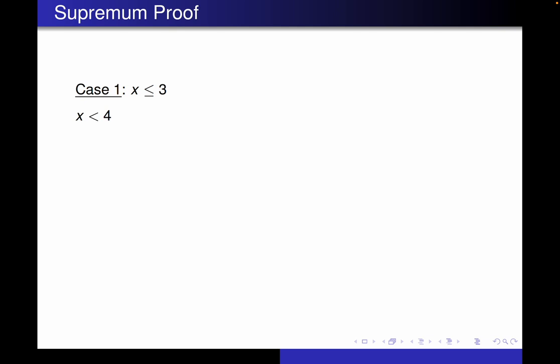I'm just going to magically choose 4. Clearly x is less than 4. 4 is in the interval, and again, we could have chosen anything. There was nothing special about 4. That automatically means that x is not an upper bound.